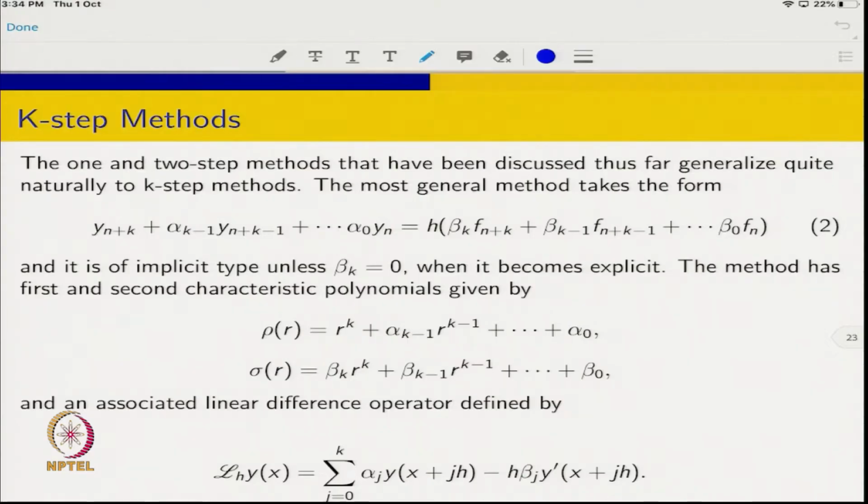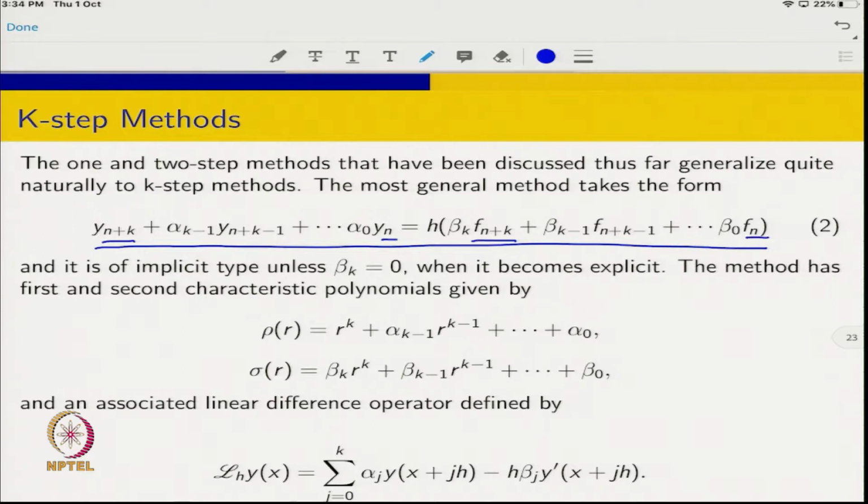So, k-step methods. The 1 and 2 step methods that have been discussed so far generalize quite naturally to k-step methods. That is what I am presenting now. The most general method takes the following form. So, you can see here it is n, here it is n plus k. Similar things are here at n plus k.